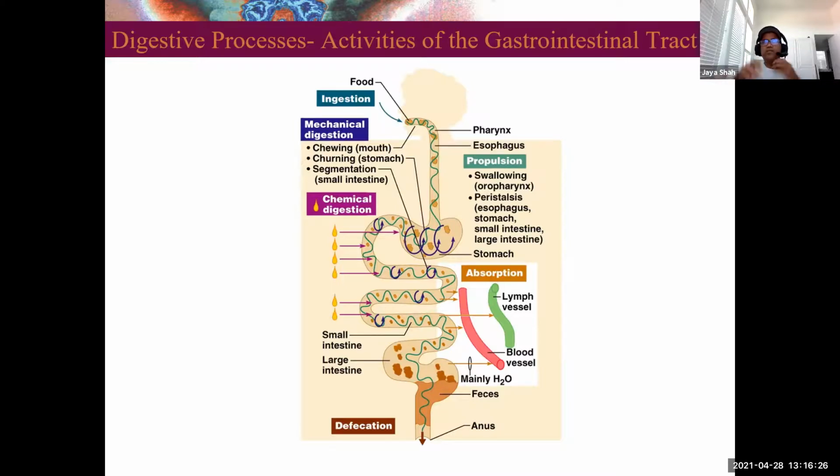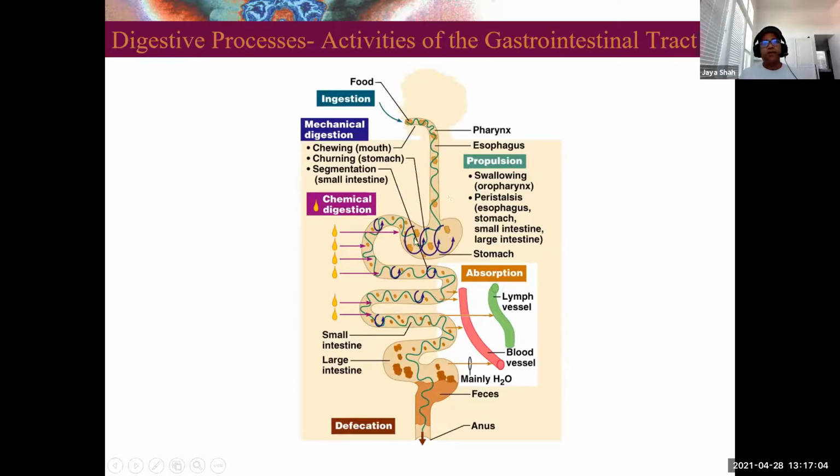It turns the food around from all sides, so each side of the particles has contact with the enzymes and the acid. That is called churning in the stomach. Then it gets into the small intestine. The intestine has two points of contraction. So when the two points contract, whatever content is in the middle mixes. That is segmentation. So these are all called mechanical digestion of the food particle. It starts in your mouth and it continues in your small intestine.